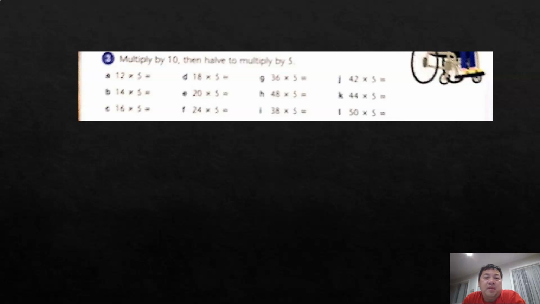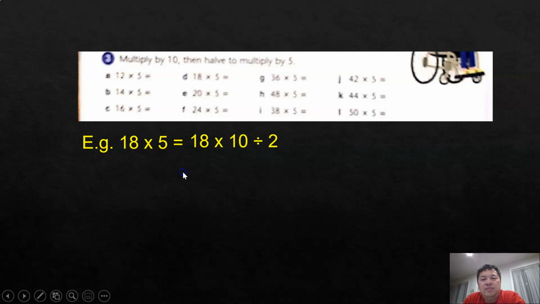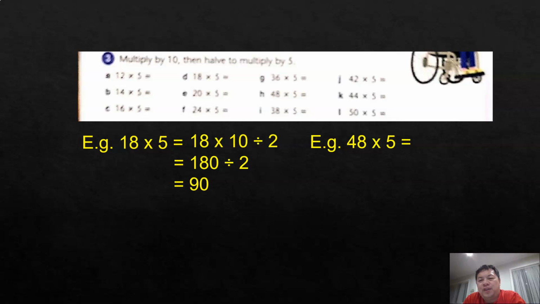Okay, multiply by 10. When you want to multiply by 5, one technique is to multiply by 10 and then divide by 2. So like 18 times 5, I can simply make it 18 times 10 divided by 2, which is 180 divided by 2, which is 90. Okay, what about 48 times 5?